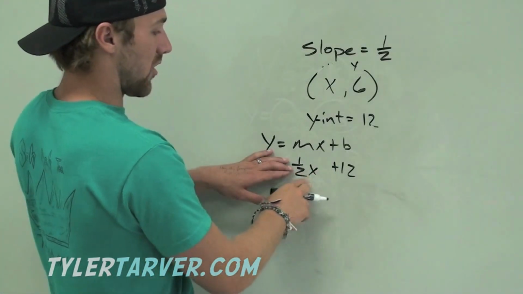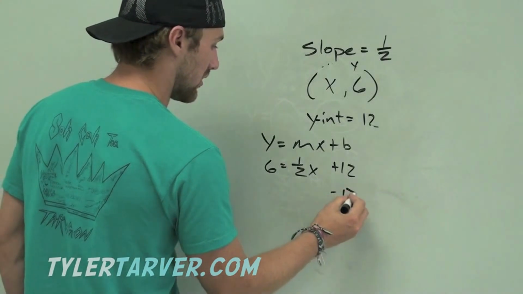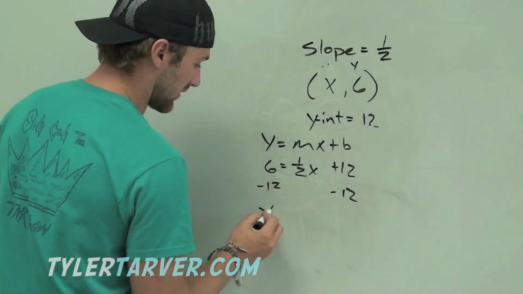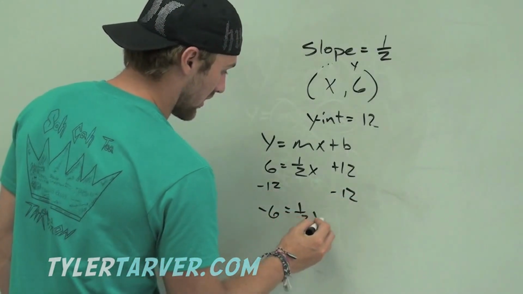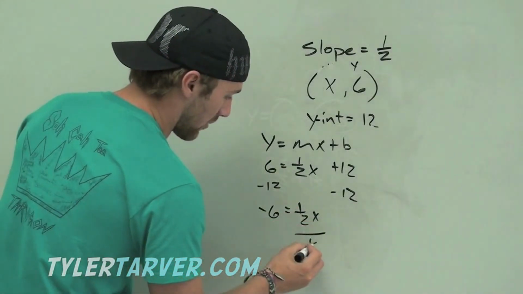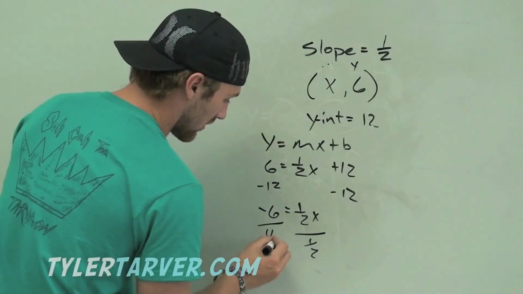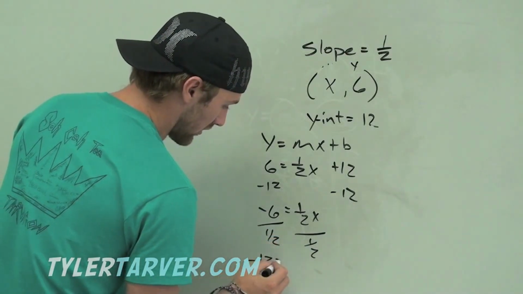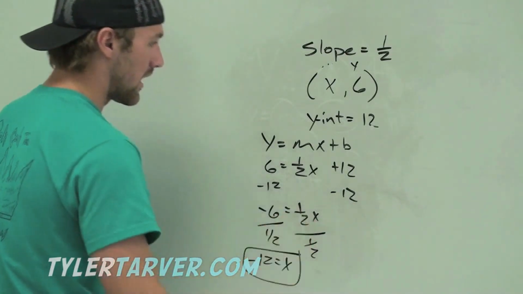So we get rid of what's farthest away from the X, which would be the 12. Subtract 12. We get -6 equals 1/2 X. And then that's 1/2 times X, so we divide by 1/2, which would be negative 12 equals x. And that's our answer.